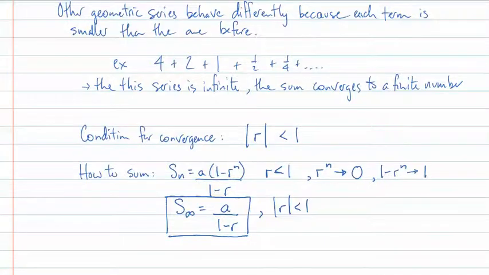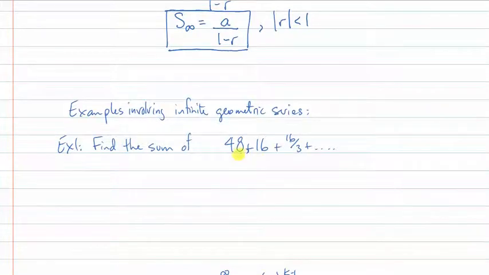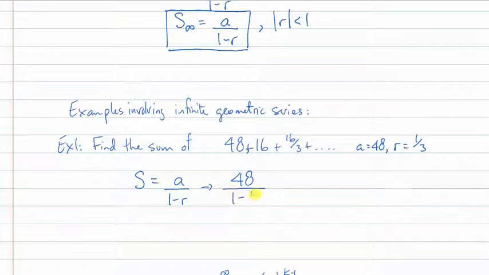Let's do a few examples. First of all, here's a geometric series. This has an a of 48, first term. It has an r value of 16 over 48, or 1/3. Notice that it says plus dot dot dot, meaning infinite. Because this r value is less than 1, there will be an infinite series sum. So I can say s equals a over 1 minus r. Let's substitute in my values. 48 for term 1. 1/3 for r. 1 minus 1/3 is 2/3.